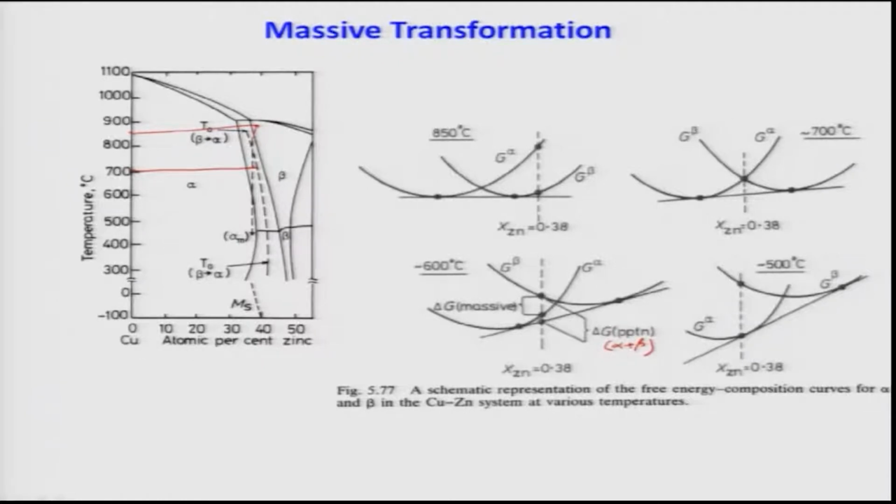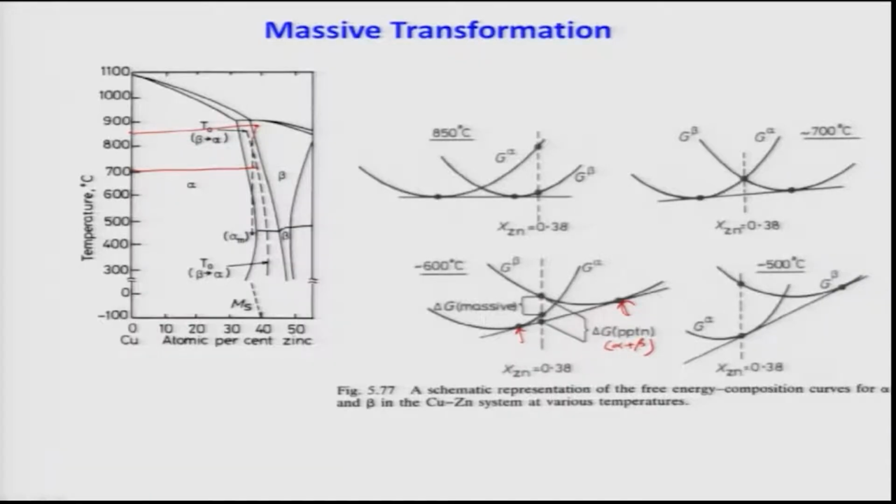Now, for the massive transformation, there will be no change of composition. Remember, precipitation will lead to, this is the alpha composition, this is the beta composition. So, the alloy composition was this. That will lead to the distribution of the elements between alpha and beta. Alpha will be rich in copper, beta will be rich in zinc.